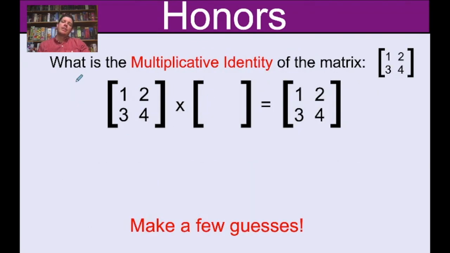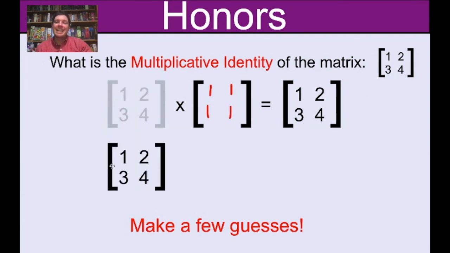So what if we just start with the original matrix 1, 2, 3, 4? I want to multiply that by something to end up with 1, 2, 3, 4. Anytime I teach this in class, when I say give it a good guess, almost always the first guess that I get from students is 1, 1, 1, 1. Well, let's test that out.